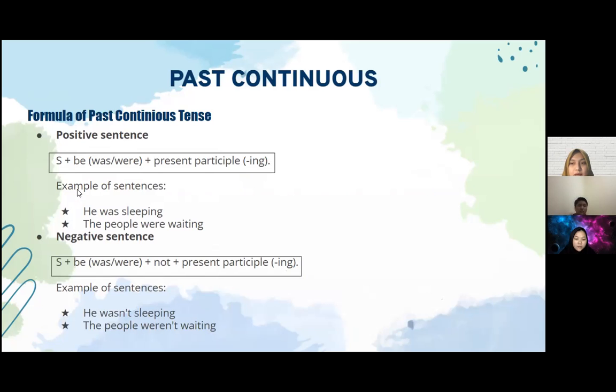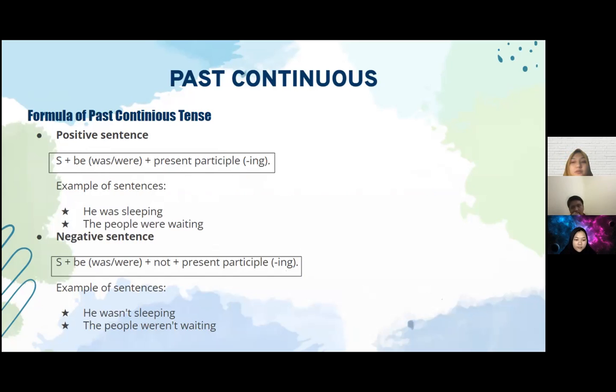And then we enter formula one. The first is positive sentences. The formula is subject plus be. We can use was or were plus present participle with the verb ing. Examples of the sentences are: he was sleeping, and the second is, the people were waiting.